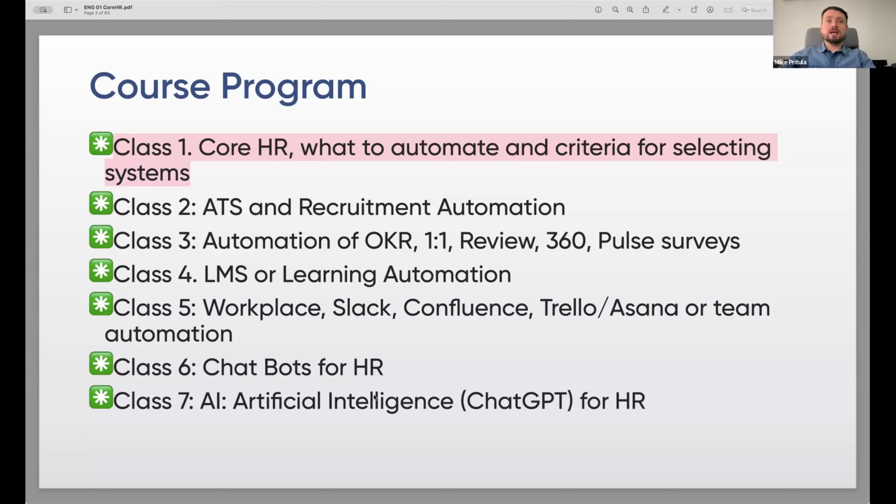In class number 4, we will be talking about LMS or learning automation. Class number 5, we'll be talking about Workplace, Slack, Confluence, Trello, Asana, or team automation. So we will consider different tools for teamwork. Then in class number 6, we will talk about chatbots for HR because it's becoming more and more popular. And finally, in class number 7, we will talk about artificial intelligence like ChatGPT for HR.